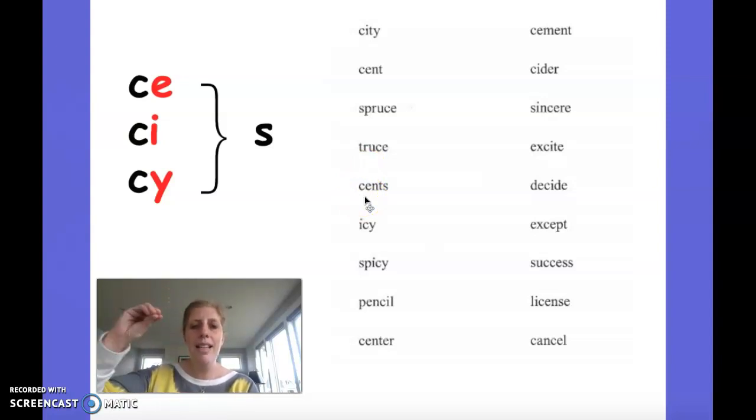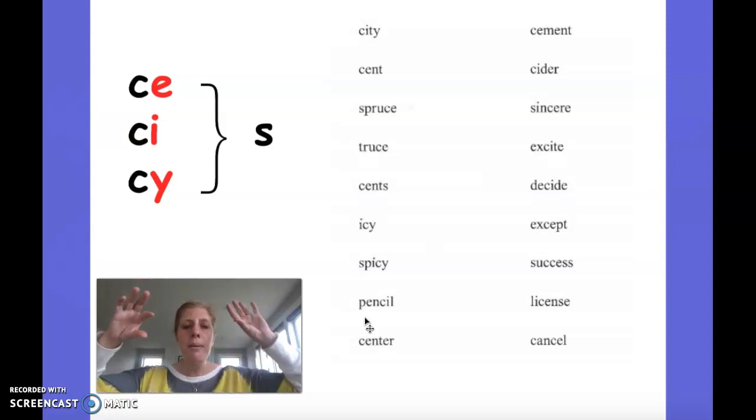Okay, how about this one? S-e-n-t-s, cents. Cent with suffix s means more than 1 cent. How about this one? Ice-e, icy. How about this one? Sp-ice-e, spicy. Anytime Will doesn't want to try something, he says it's too spicy for him. Even if it's like oatmeal, which isn't spicy at all, he says, I can't eat that because it's too spicy. Okay, how about the next word? First syllable, p-e-n. Second syllable, s-i-l. Pencil, pencil.